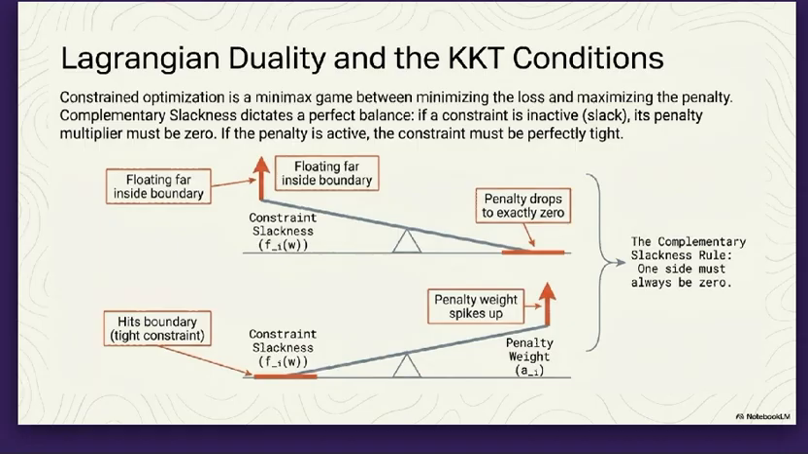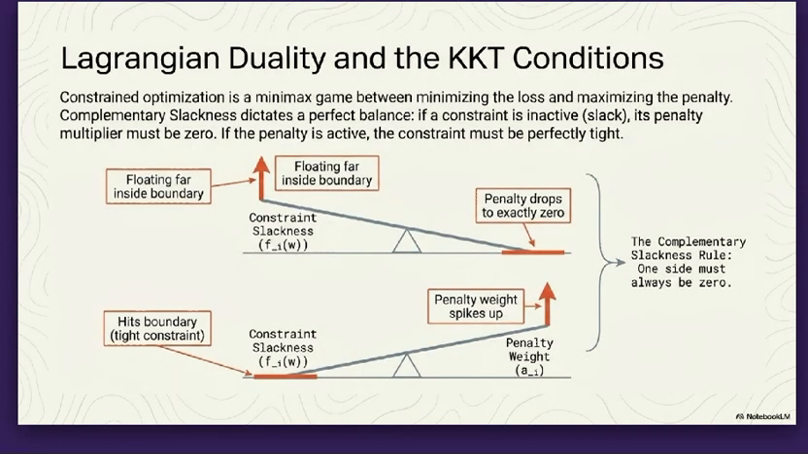But the instant the algorithm touches the boundary wall, the instant the constraint becomes tight, the slack g of x drops exactly to zero distance to the wall. And the moment g of x becomes 0, the seesaw violently tips. Because g of x is 0, the equation lambda times 0 equals 0 is satisfied regardless of what lambda is. The mathematical shackles are released. The penalty weight lambda is suddenly free to spike upward to any massive positive number required. It activates with incredible adversarial force to push the algorithm back into the feasible region.